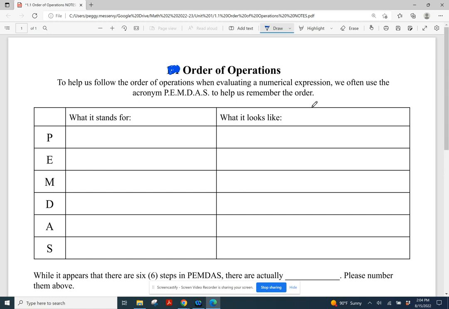So we're going to talk a little bit about the acronym PEMDAS, P-E-M-D-A-S. What it stands for: the P stands for parentheses or grouping symbols. Parenthesis.